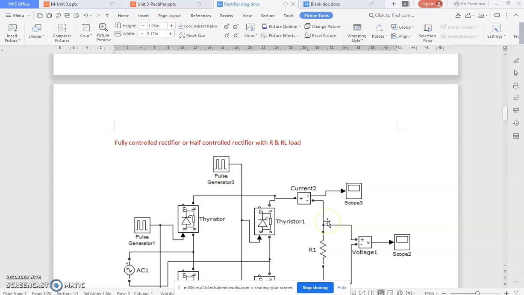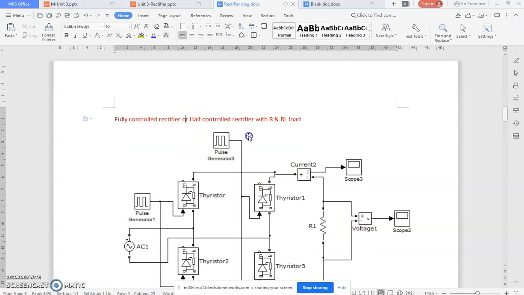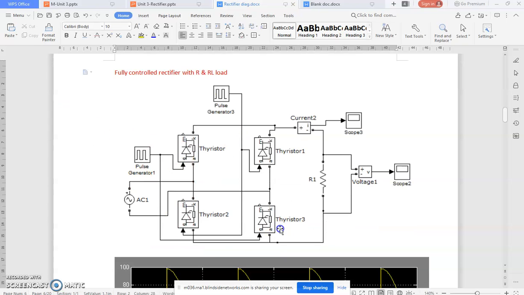Okay, then next one, fully controlled converters, fully controlled rectifiers. So what is fully controlled? Four thyristors are used. As usual operation, left slash, right slash: these two have the same pulse. Here is a gate pulse and the same gate pulse is applied here, because these two operate at one time and the other two operate in the next, negative cycle. So that's why the pulse is a common pulse. 0 to 180, 180 to 360.